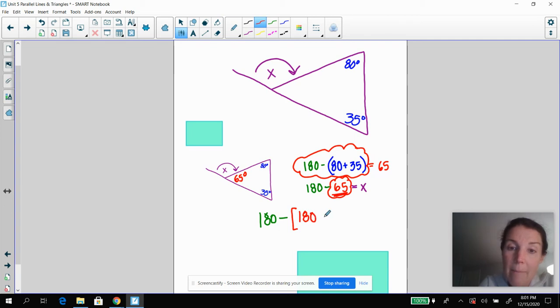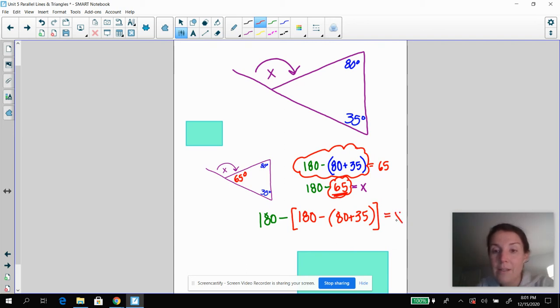So 180 minus 80 plus 35. And look what happens, and that equals x, right? I should switch that to purple so it stays consistent. So look what happens here. Right off the bat, I get 180 minus 80 minus 35, but then this 180 negates it.